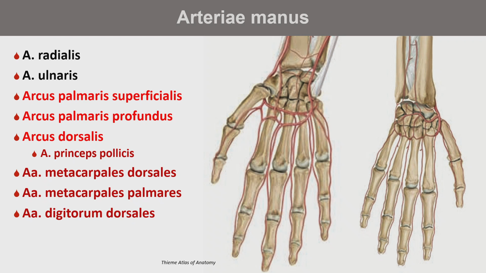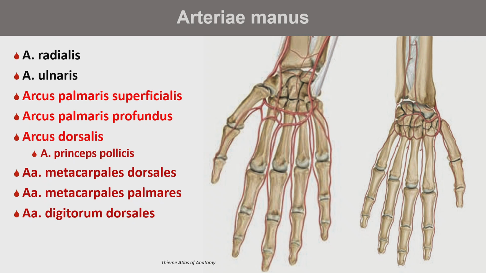Now we turn to a very complicated part, and very important for clinical examination. It's the arterial system of the wrist and hand. We have here two feeders. One is radial and the second is ulnar. Easy to understand: on the radial part is the radial, on the ulnar, ulnar.